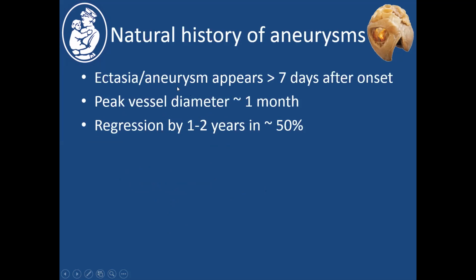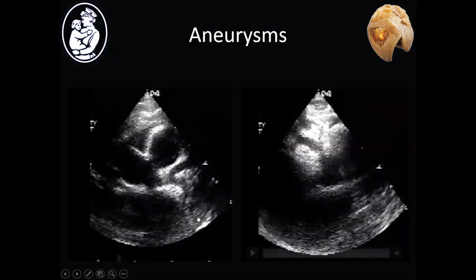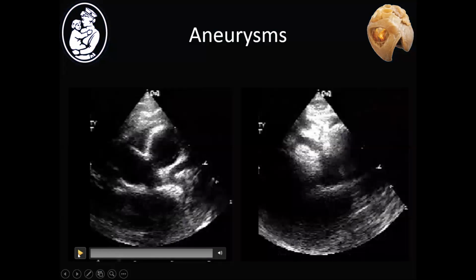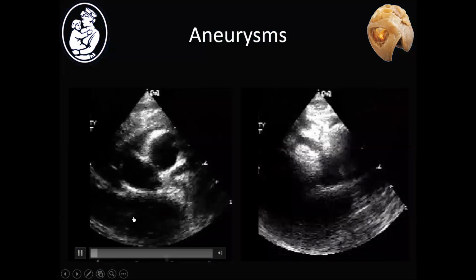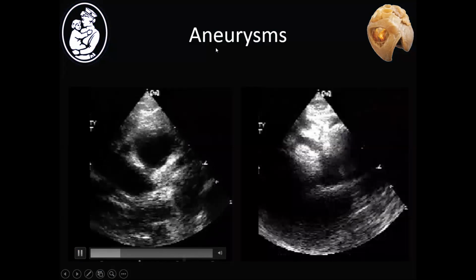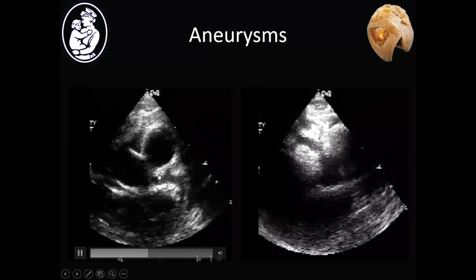The natural history of aneurysms, ectasia and aneurysms usually appear somewhere after 7 days, as we said. The peak vessel diameter is usually around a month, can be a little bit less than that. And then if there is regression, we usually see it by 1 to 2 years, and this occurs in roughly half of aneurysms, excluding giant aneurysms, which almost never regress. So this is an example. Actually, it's labeled aneurysm. It really should be labeled ectasia.